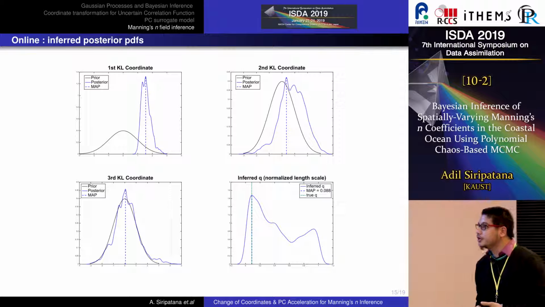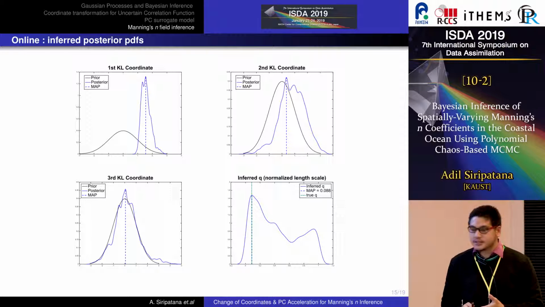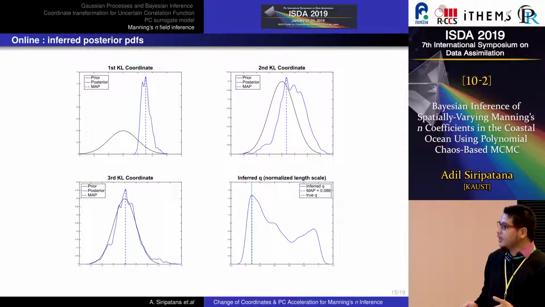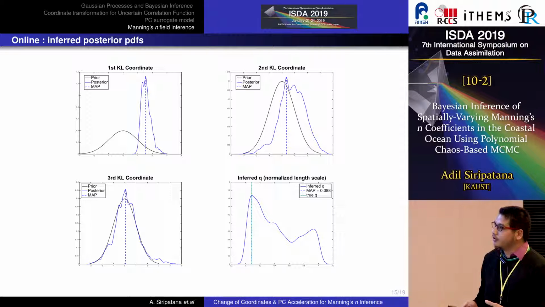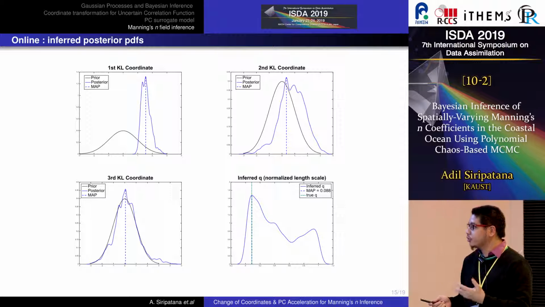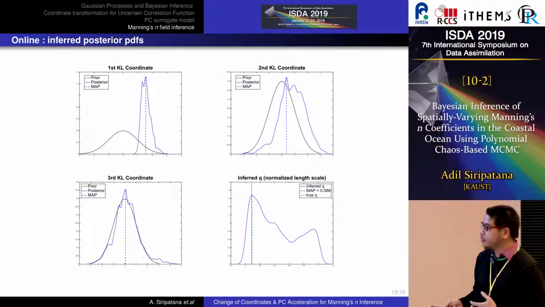So let's look at the inferred posterior PDF. This is the raw sampling. The first three figures show the inference of the KL coordinates, and the fourth one is the inference of the hyperparameter Q, which is the length scale. For the first mode, the inference learned a lot from the data. For the second and third modes, it did not learn so much. The most important point I want to show here is that we are now able to infer the hyperparameter Q used to build the truth pretty accurately.